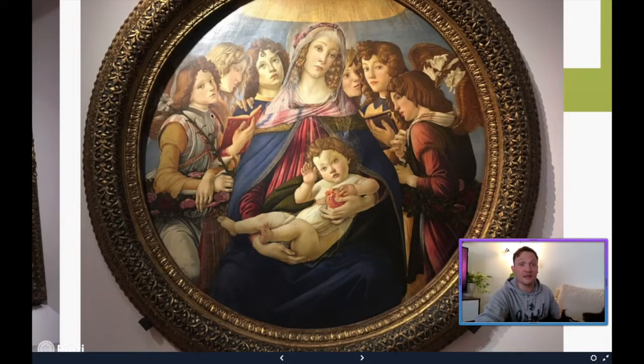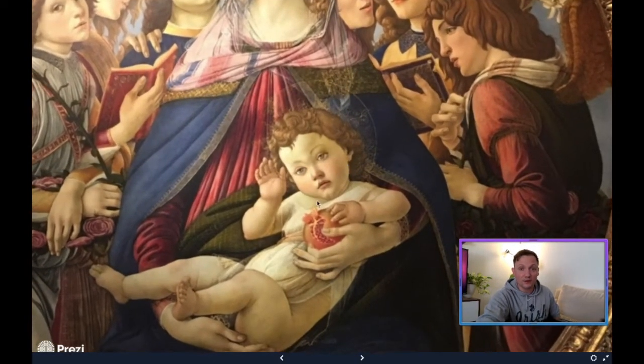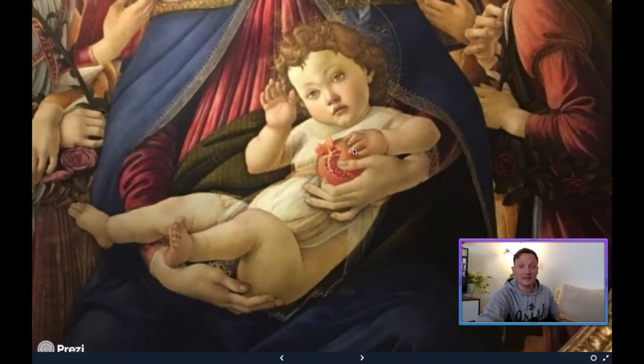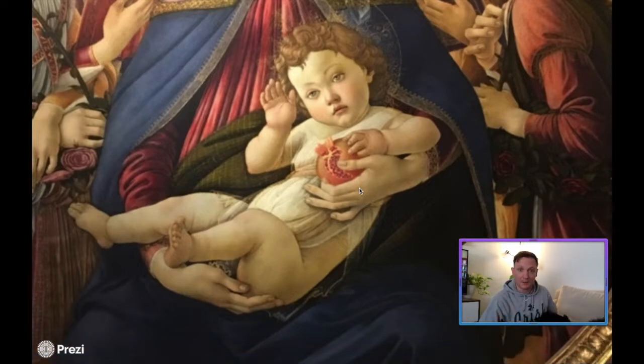Since he's holding a lily, that is actually Gabriel positioned on the right side of Mary, right? Now looking forward though, you zoom in on Christ right here, he is holding in his hand with Mary a pomegranate. Now why would baby Jesus be holding a pomegranate?